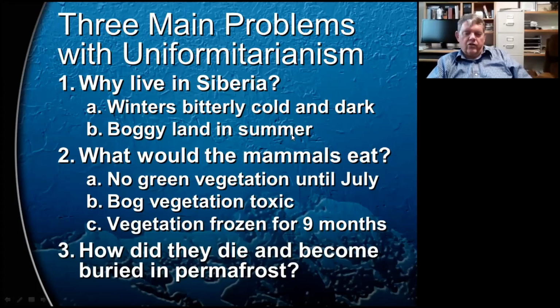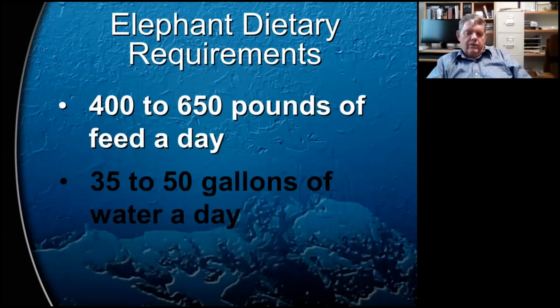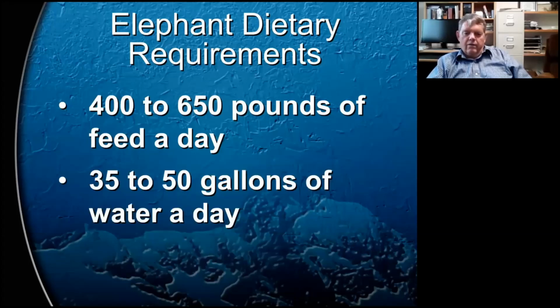So they're stuck after probably 200 years. They noticed these clear back in the early 1800s. George Cuvier had an idea in the early 1800s. In fact, he invented the quick freeze idea. And if you understand what an elephant eats today, you can understand the problem of what they're going to eat and drink. This is what an average elephant eats a day: 400 to 650 pounds of feed a day, 35 to 50 gallons of water. So where are you going to get that in Siberia during the Ice Age?